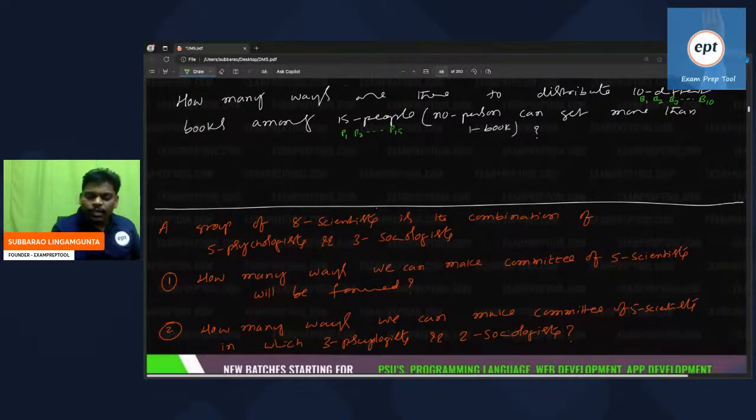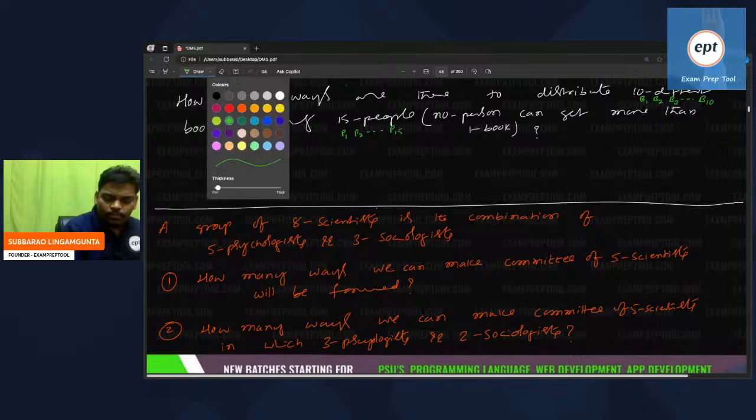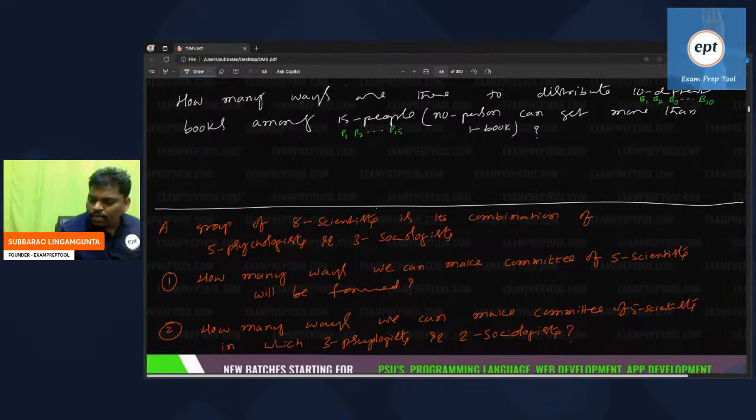Now, can you help me? Where can the first book go? The first book can go to any of these 15 places. Let us assume that B1 came here. First book B1 can go to any of these 15 places. Next one: where can B2 go? Here 15 possibilities are there, but B2 must go other than that place.